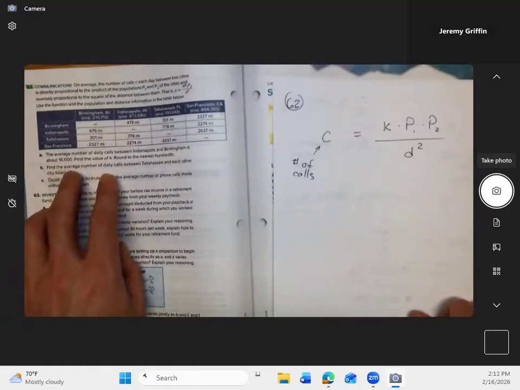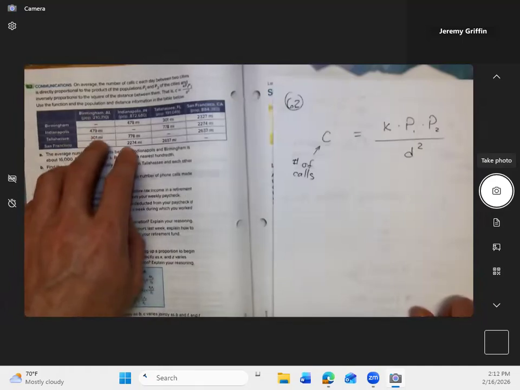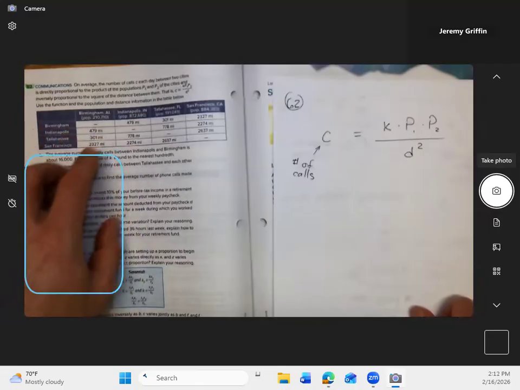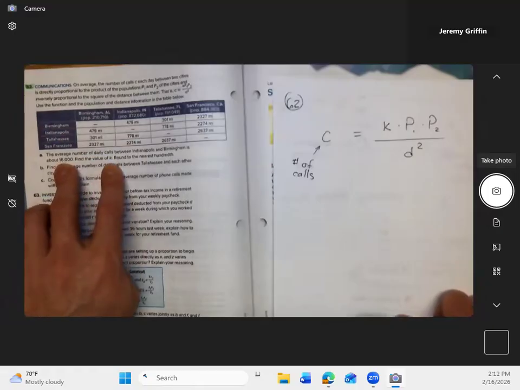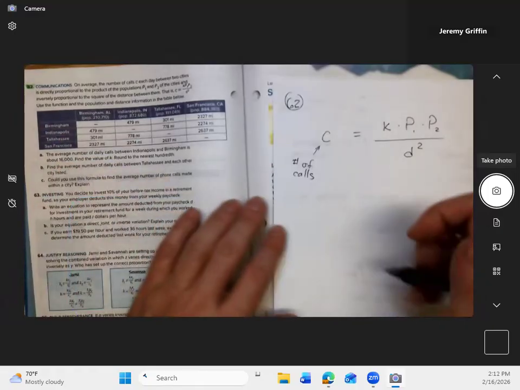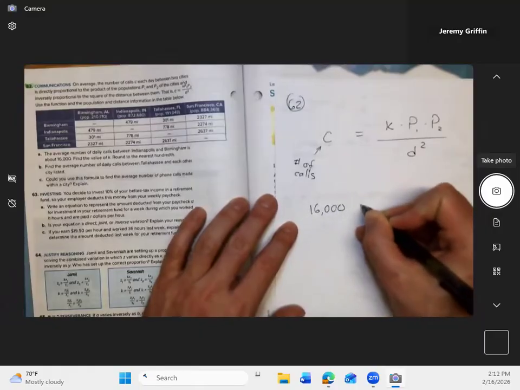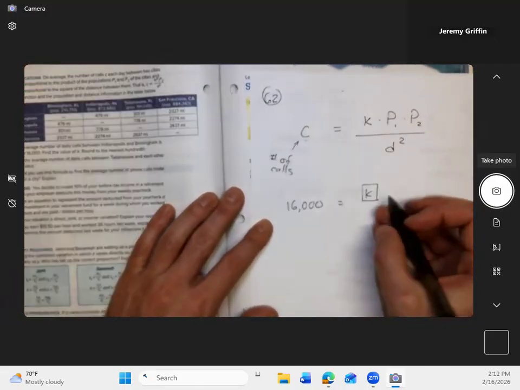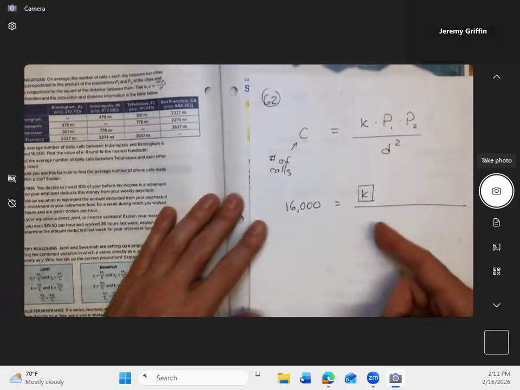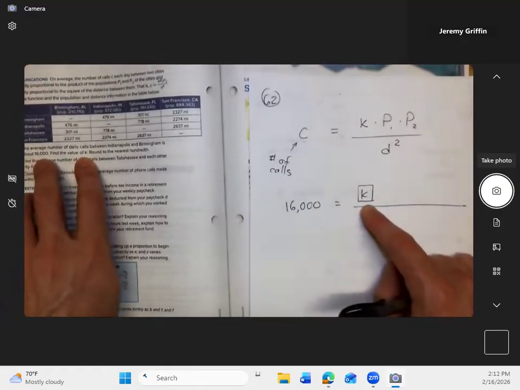Sorry, 479, or sorry, 16,000. That's what it is, right? So this table gives you the distance values in miles, right? We got 16,000 phone calls each day. Find the value of K, round to the nearest hundred. Let's do it. So I got 16,000 phone calls equals. Now we're going to solve for this K. This is actually the method I've been urging you guys to do this entire video, right? But now the book is finally saying, hey, let's actually get a K and solve for K.